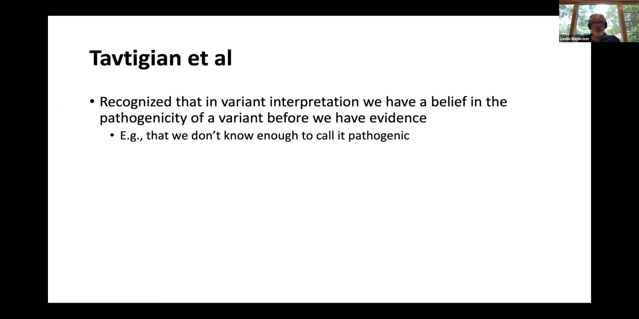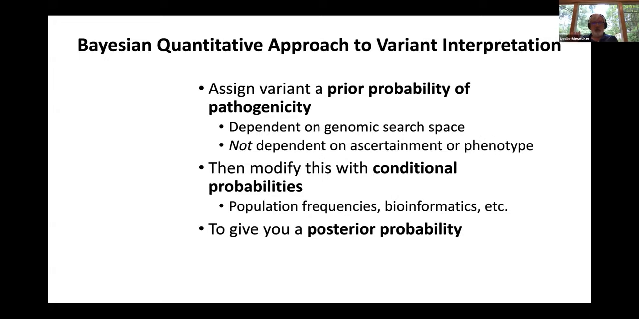We have a degree of belief in the pathogenicity of a variant before we have any evidence. For example, we really don't know enough to call it pathogenic if we don't know anything about it. But then we develop evidence, or we identify evidence, and we start to change our assessment of the pathogenicity. That's Bayesian thinking. So a variant can be assigned a prior probability of pathogenicity. Complicated, we could have a whole separate discussion on what that prior probability should be. It was set somewhat arbitrarily for this purpose. The key thing is that to make this work, it really shouldn't be dependent on whether or not the patient is known to be affected with the disorder. That has an actually interesting effect, and we can talk about that later if you want.